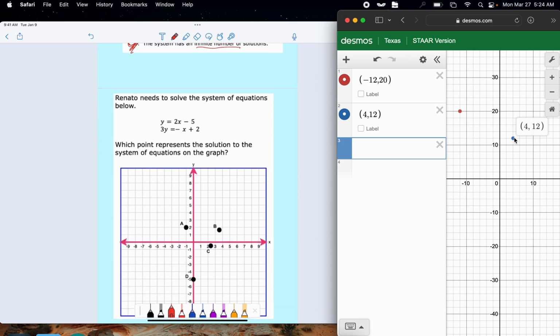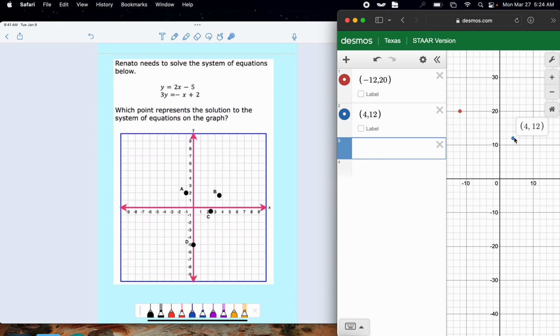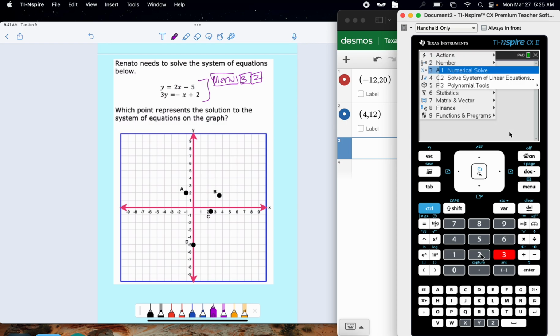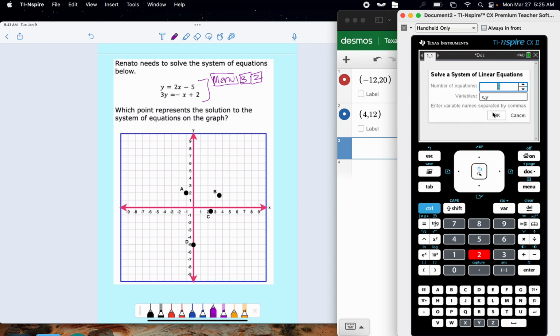So let's move on to the next one. Renato needs to solve the system of equations below. Which point represents the solution to the system of equations on the graph? So when I have systems of equations, I'm going to do menu 3, 2. That's just the easiest thing to do. We're going to go new document, press no, add calculator, menu 3, 2. Never change the screen. Enter.